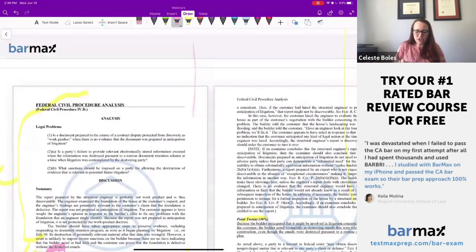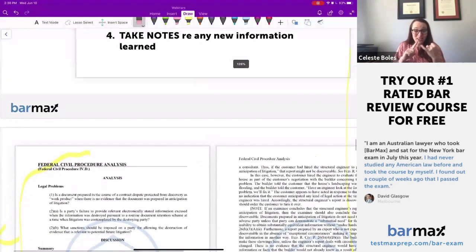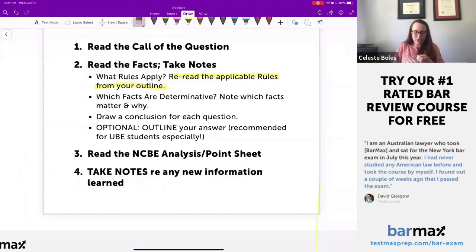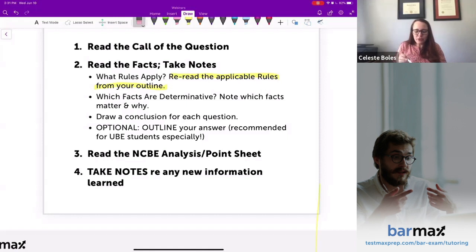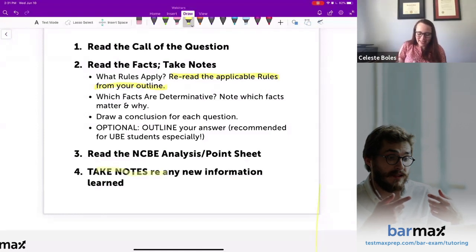The introduction is actually less helpful than the parts that contain the rule and application. Okay. And then finally, you're going to say, aha, I learned something new here. And you're going to go back and take notes.